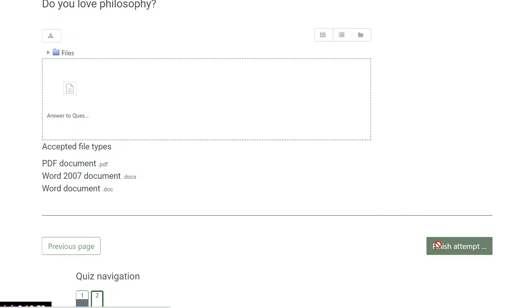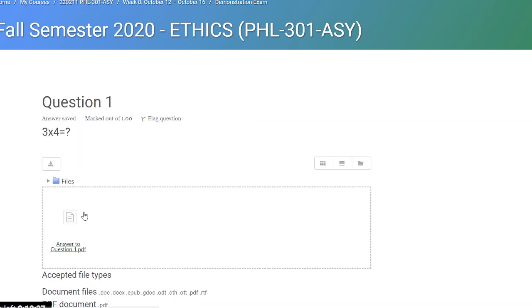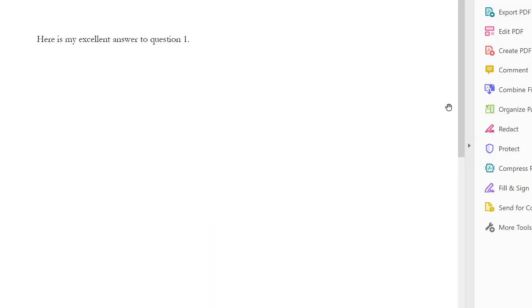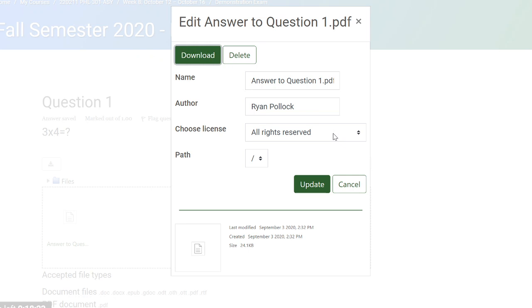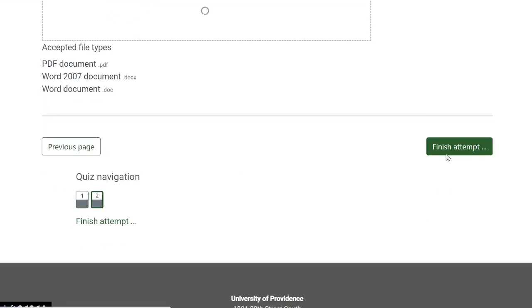Now I'm ready to finish the attempt. This will give you a chance to check your work one more time. So let's say, wait a minute, did I upload the right document? Or maybe I want to explain something slightly different, or I want to check something out real quick. You can go back to the questions. Let's go back to question 1, for instance. You can click on your submission, and if you click download, it'll let you view it. So for instance, this is the submission I just made. Here's my excellent answer to question 1, right? You can view the document that you uploaded. Maybe you make a change, or whatever you feel comfortable with. And then we can go back to where we were before.